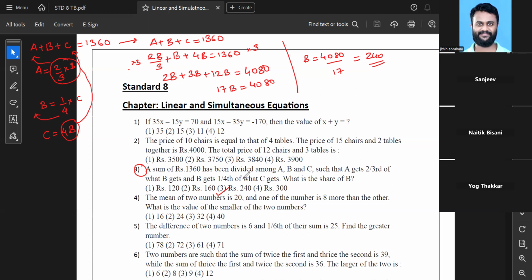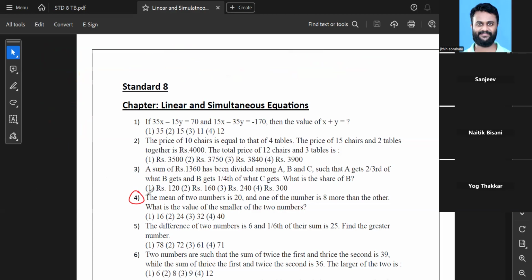You can take a screenshot. I'm erasing. Last problem for the day.